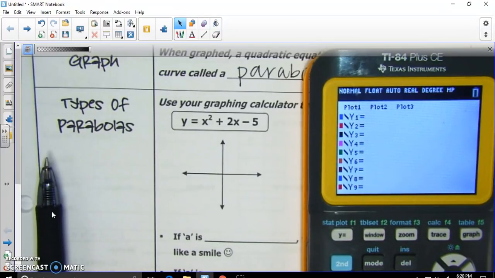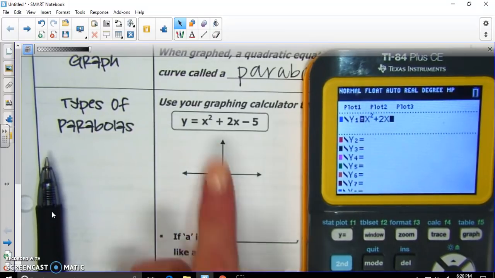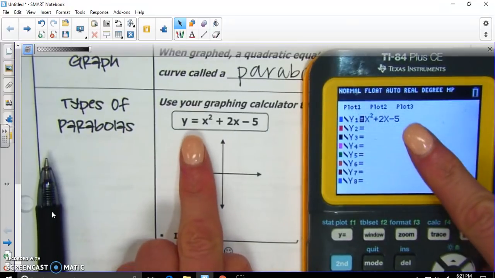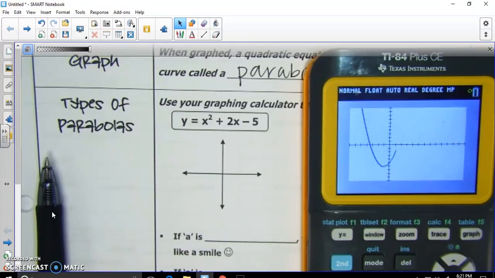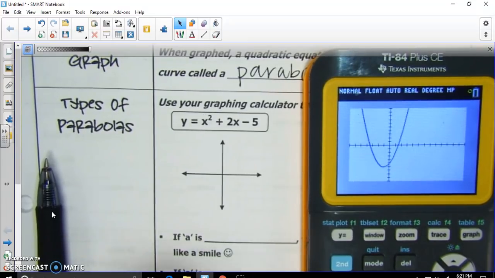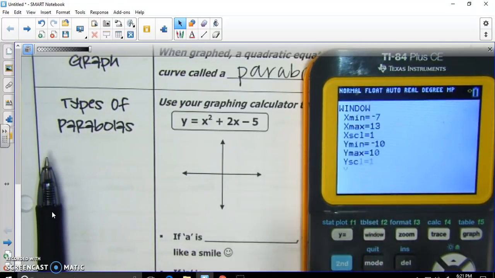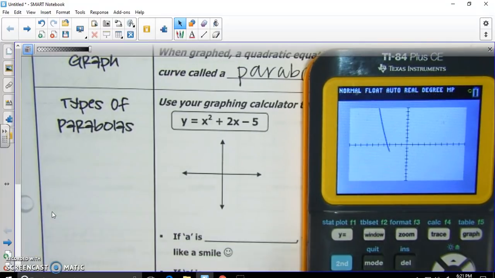So we have x squared plus 2x minus 5. Let's make sure it matches up, x squared plus 2x minus 5, and let's hit graph. Our graphs might look slightly different. My window is kind of shifted. The standard window is a minimum of negative 10, maximum of 10, and a scale of 1. So if you want, you can change that to negative 10, 10, 1, and we can go back to our graph. It's going to center my graph like that.